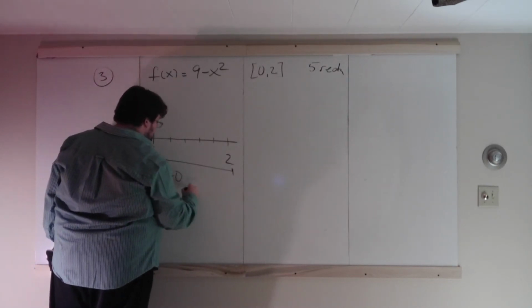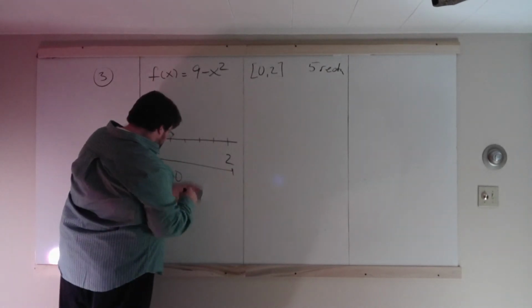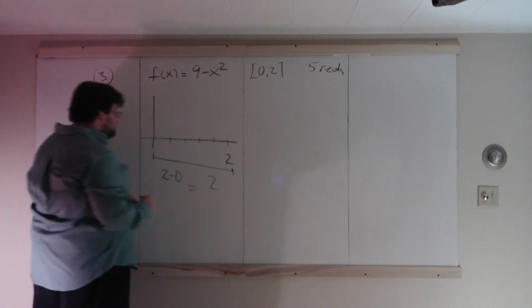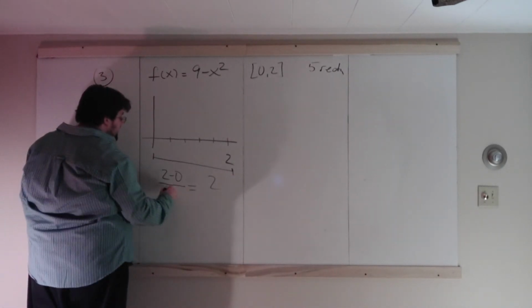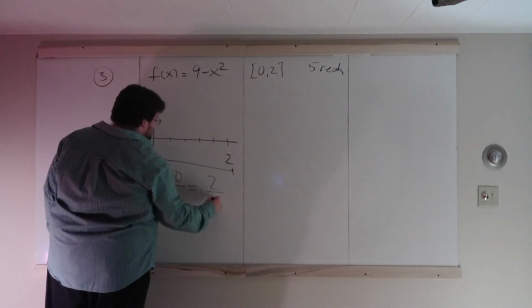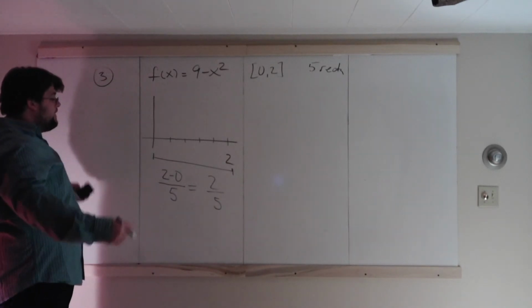That interval equals 2. The length of that interval is 2. We're dividing it into 5 pieces, so each piece is going to have length 2/5.